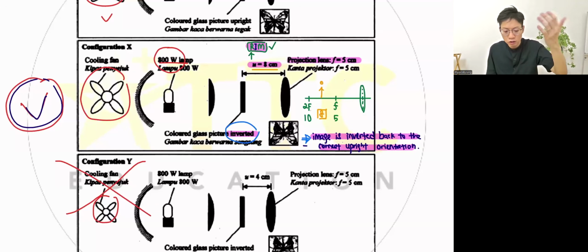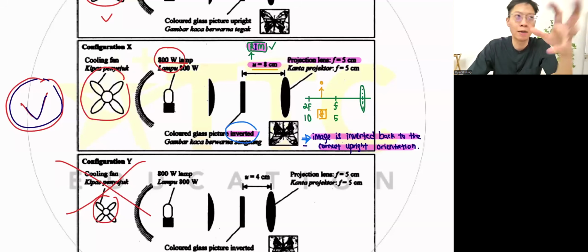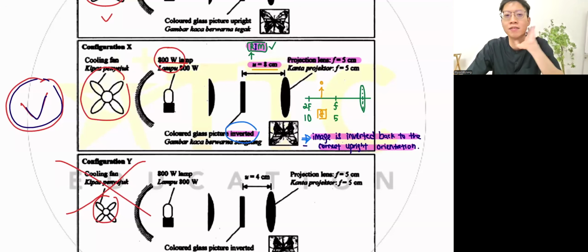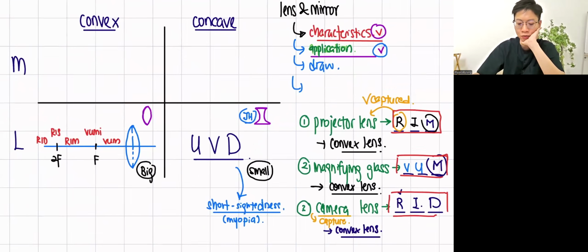Okay, so I put a small checkpoint first. The cooling fan is just to produce more air movement or more wind to prevent the bulb from overheating. That's it. Then the bulb is brighter to produce a brighter image. That's it. Okay, so let's just come back to here.